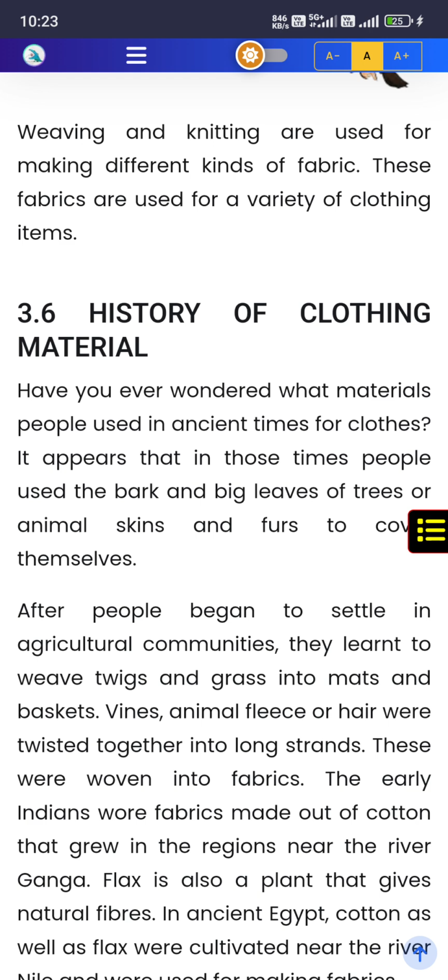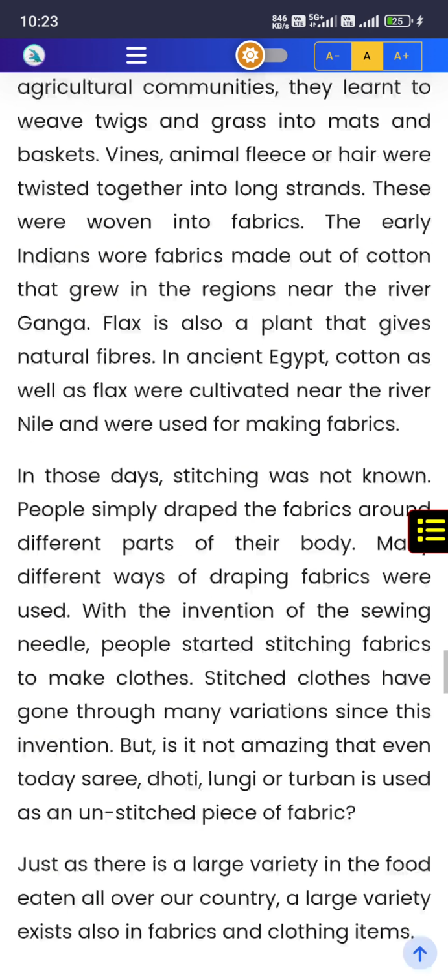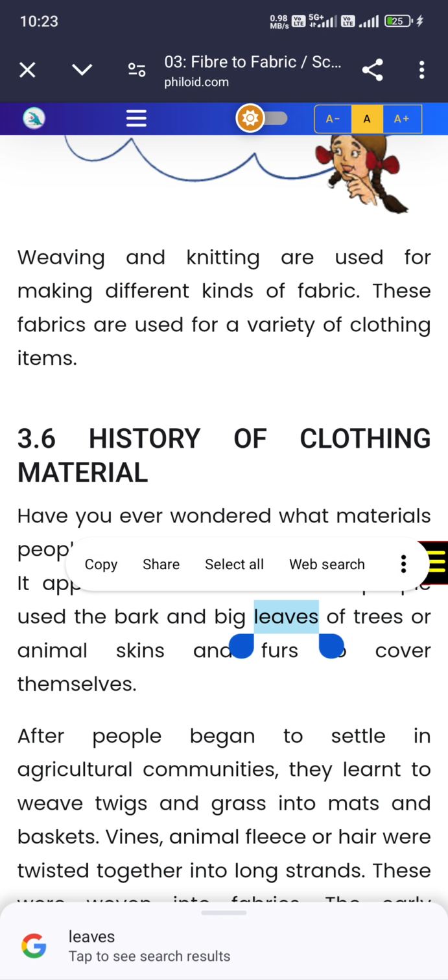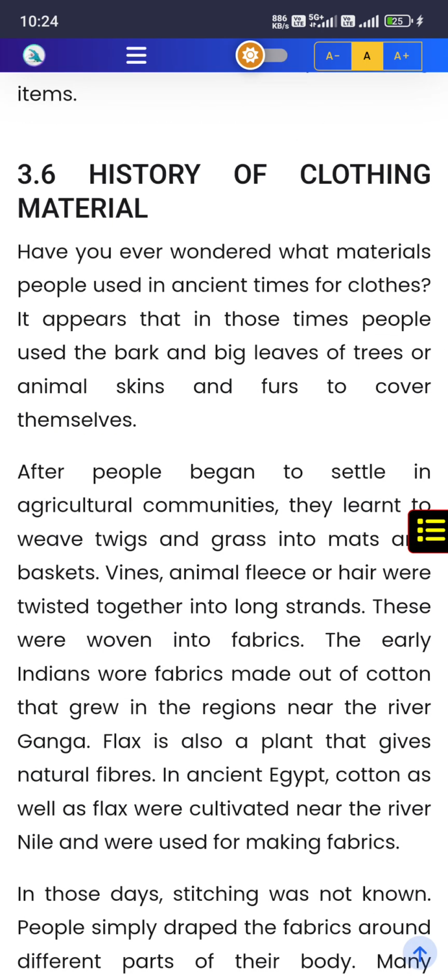Now coming up is 3.6, which is history of clothing material. So in this chapter we have learned that before the 1900s, there were just fabrics that were derived from plants and animals, and now there are fabrics that are derived from neither. Instead, they are made from plastic, such as polyester and nylon, right? So this is 3.6 history of clothing material.